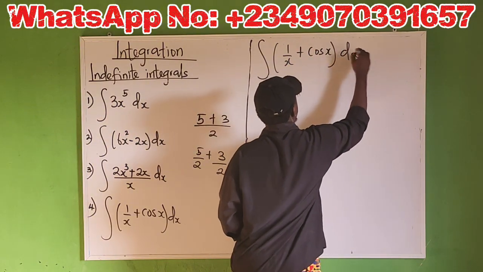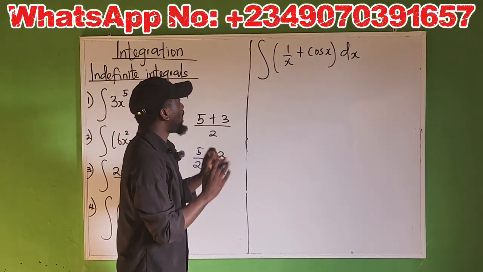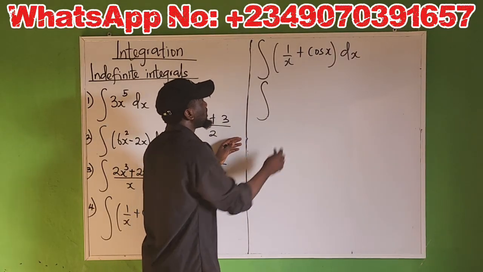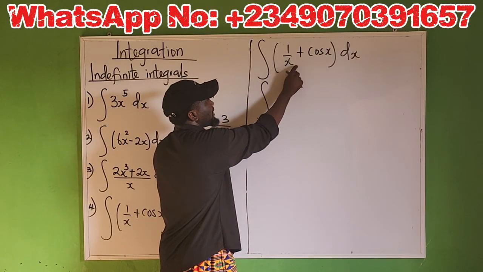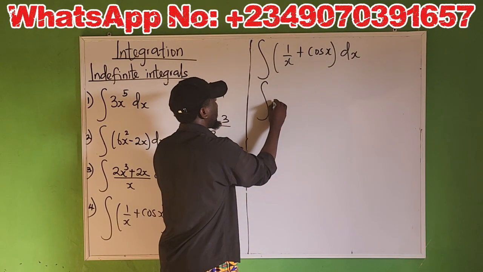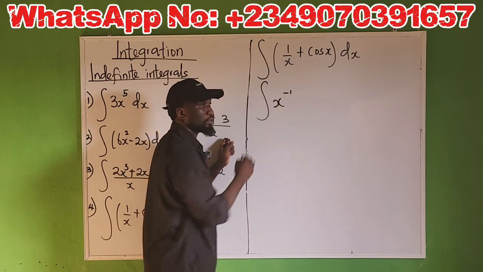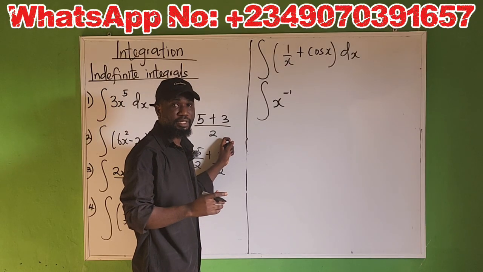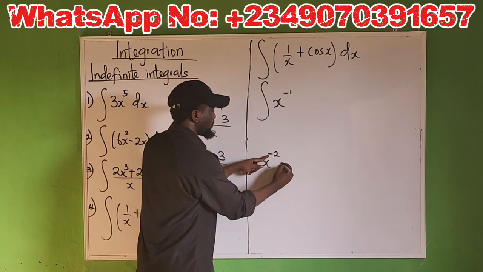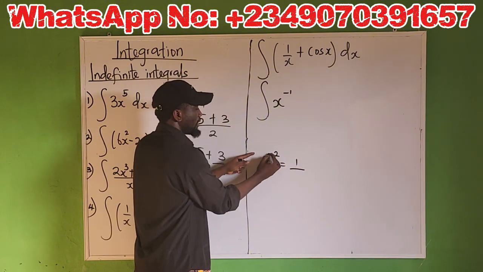So for the fourth one, we have to integrate 1 over x plus cos x with respect to x. So how do we get this done? It's very simple. First thing is, let this x here, let it come up. So this is going to give us x raised to the power what? Minus 1. Remember law of indices now. If I have x raised to the power negative 2, this negative means what?